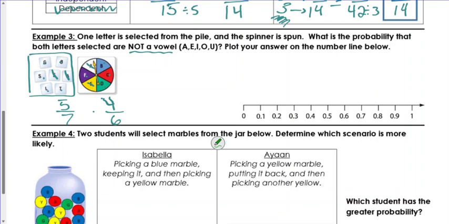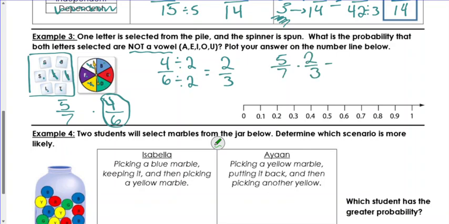I'm actually going to simplify this a little bit first. 6 and 4 are both even numbers, so they divide by 2. So we get 2 over 3 as an equivalent fraction to this 4 out of 6. So I'm going to do 5 out of 7 times 2 out of 3. Again, you can simplify at the end. Or actually on this one, since we're dealing with a number line, you could just change it into a decimal. Either way, we're going to get 10 out of 21.